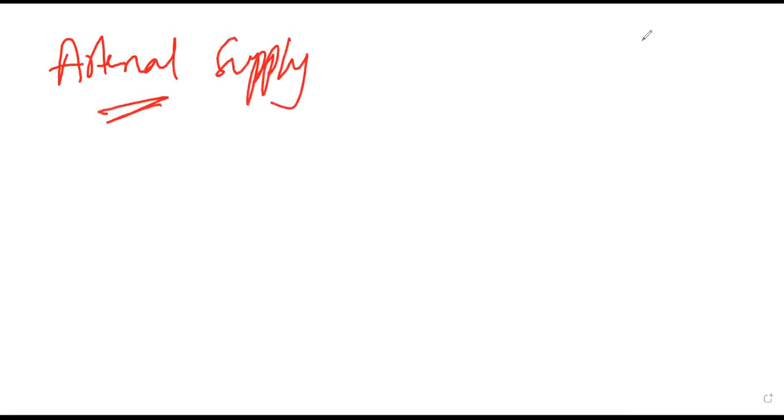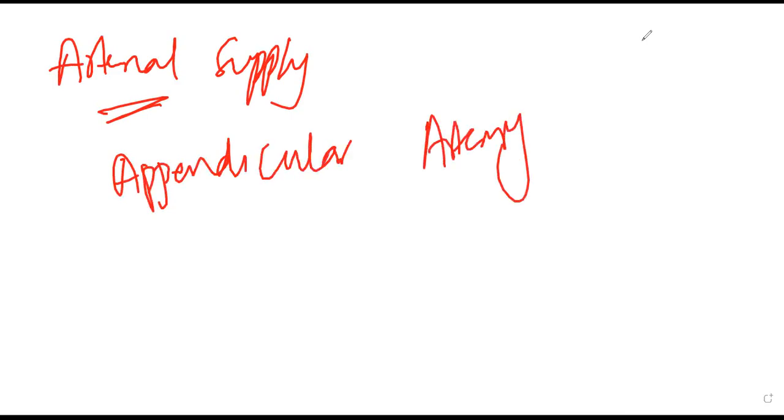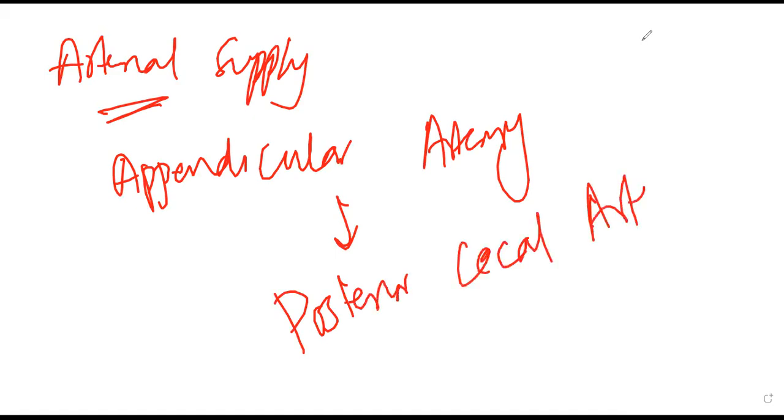Now we come to the arterial and venous supply of the appendix. First, the arteries. Arterial supply: the appendicular artery supplies oxygenated blood to the appendix, and it is a branch of the posterior cecal artery.